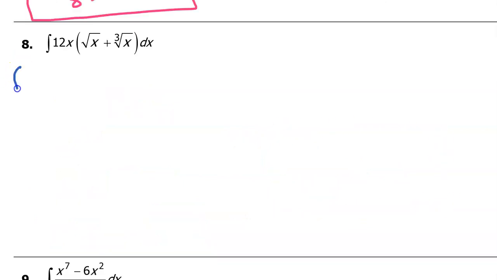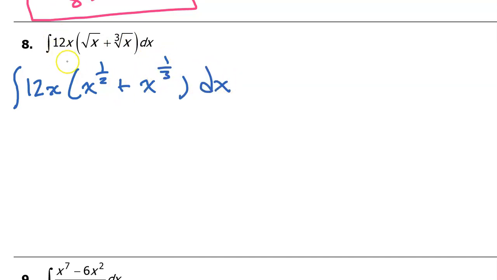Number 8, I'm going to rewrite this a little bit as well. First of all, the square root of x is x to the 1/2 power, and the cube root is x to the 1/3 power. Next, I am going to distribute the 12x. So I'm going to have the integral of 12. When you multiply variables, you add the exponents. So I'm adding 1 plus 1/2. 1 is the same thing as 2/2. So in my mind, I'm thinking 2/2 plus 1/2. So that's going to give me x to the 3/2 power.